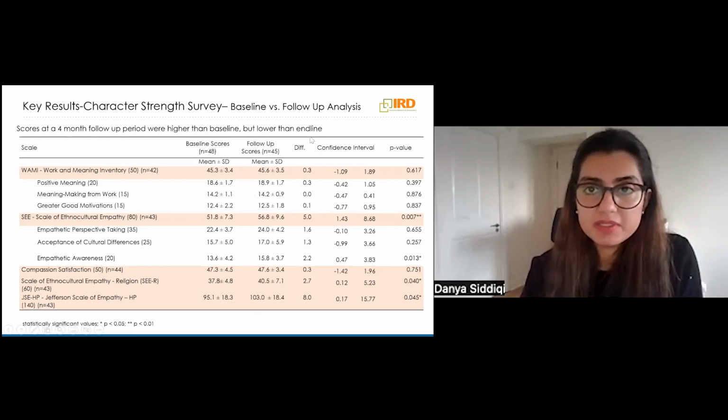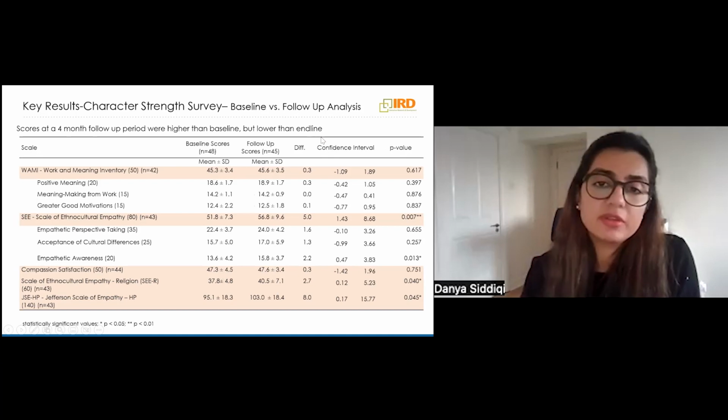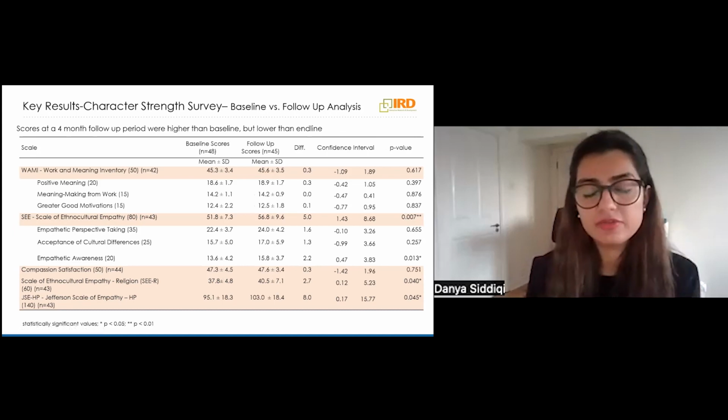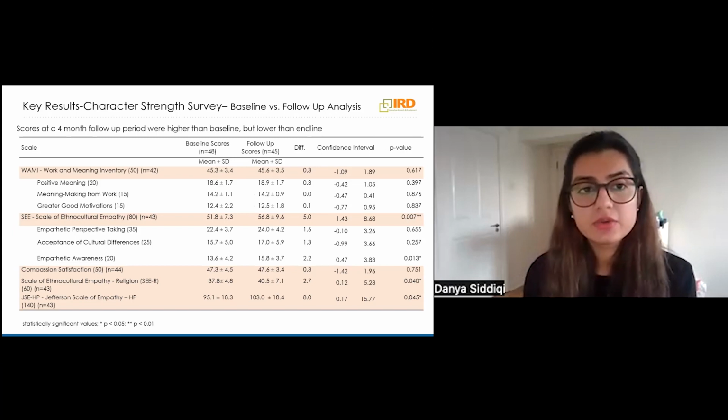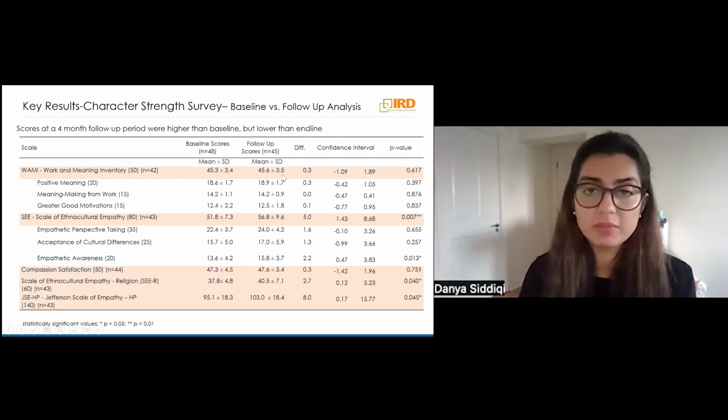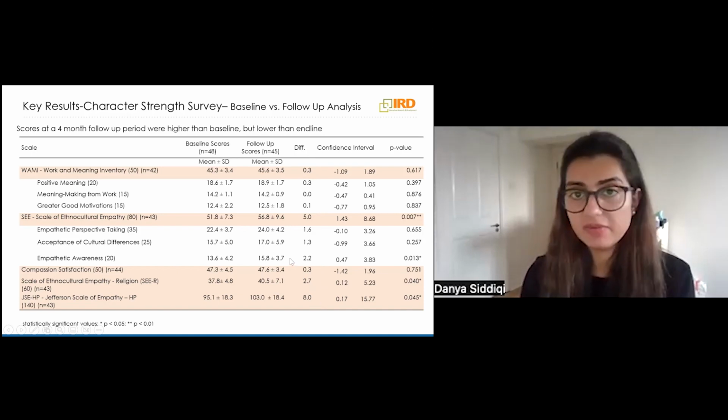And then this slide compares the baseline with the follow-up scores of the scale that we conducted 4 months after the intervention had ended. Again, the first column shows the baseline scores, and then we have the follow-up scores at the 4-month mark. Once again, the differences column shows positive scores for all of the scales, which means that the impact was sustained even at the end of the 4 months post intervention.